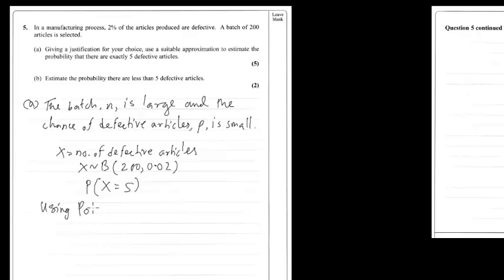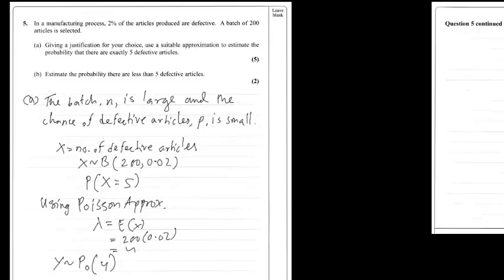Using Poisson approximation, we never use the Poisson approximation for Poisson. Why would we convert Poisson to Poisson? Because it's already Poisson. We only use it for binomial. So we need the value of lambda. Lambda equals expected value. Expected value is np. n is 200, p is 0.02. That makes it 4. We don't have to define it because the definition is here. We just have to name the random variable. So it's Y and the distribution is Poisson with lambda equals 4.